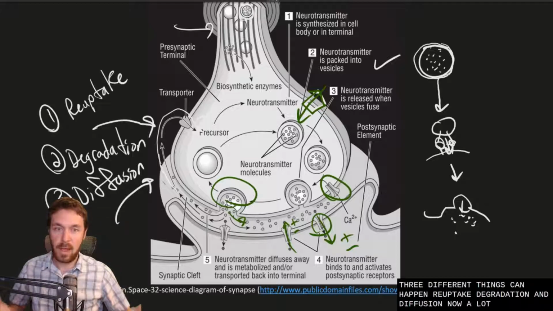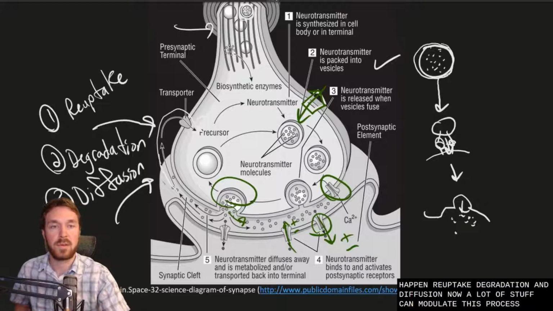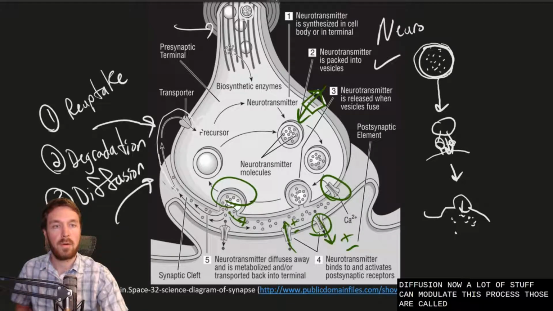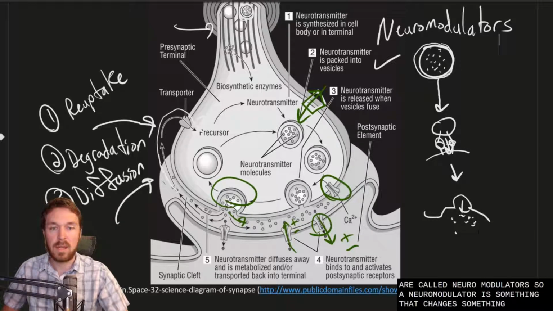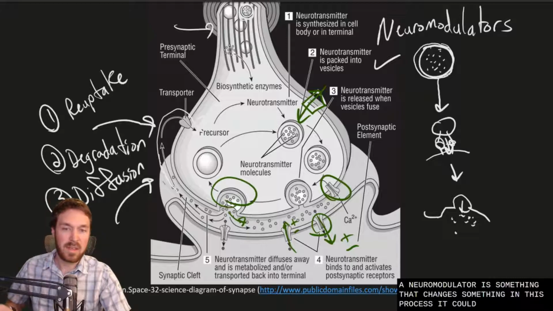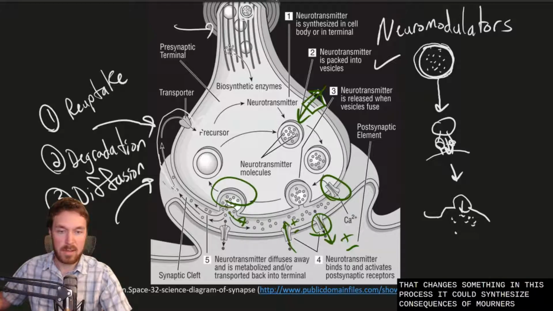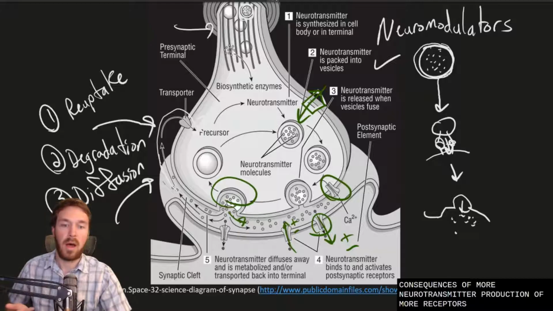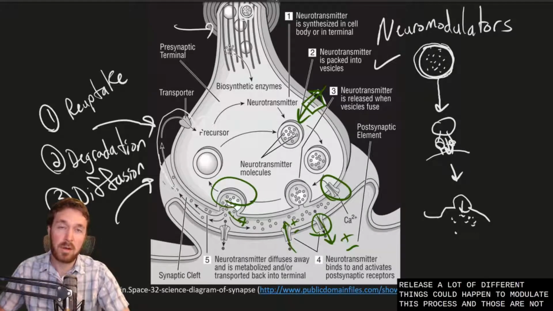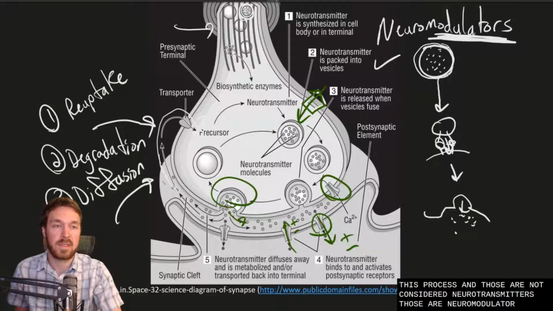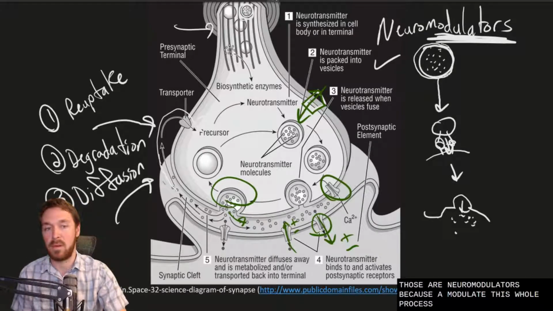Now, a lot of stuff can modulate this process. Those are called neuromodulators. So a neuromodulator is something that changes something in this process. It could cause the synthesis of more neurotransmitter, cause the production of more receptors, cause a faster release. A lot of different things could happen to modulate this process. And those are not considered neurotransmitters, those are neuromodulators, because they modulate this whole process.